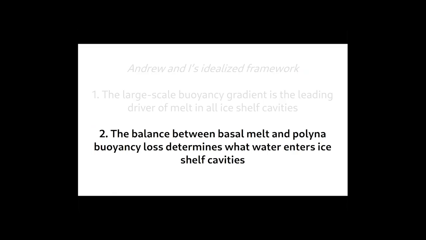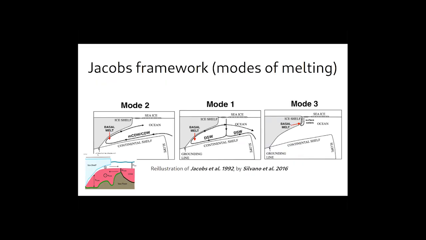Okay, so that's the first part of our framework. The second is this idea that there's a balance between basal melt and point of buoyancy loss that determines what water enters the ice shelf cavity. This is really similar to a lot of work that's already been done in the community. For a long time, at least since Jacobs et al. in 1992, there's been this idea that ice shelf cavities are clearly in different regimes. And Jacobs broke this into 3 modes of melting.